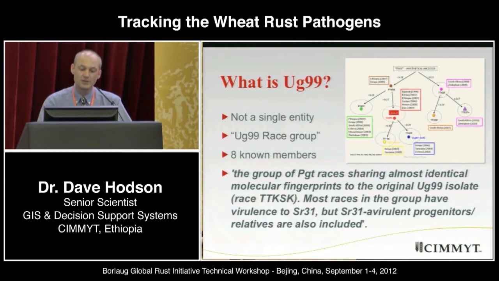And if you look at the paper that we've put together for this conference, in that we provide a working definition of the UG99 race group. So you can see that here. We've got the group of PGT races sharing almost identical molecular fingerprints to the original UG99 isolate, race TTKSK. Most races in the group have virulence to Sr31, but Sr31-avirulent progenitors or relatives are also included. So you'll see the subgroup at the right-hand side of the slide, TTKSF, TTKSP, and the most recent addition, TTKSF+, all of those are avirulent on Sr31, but they're very definitely members of the UG99 race group.